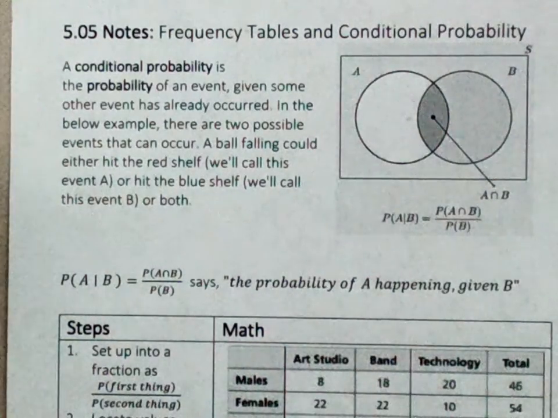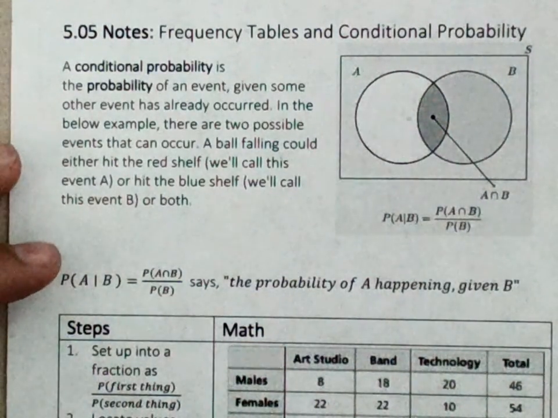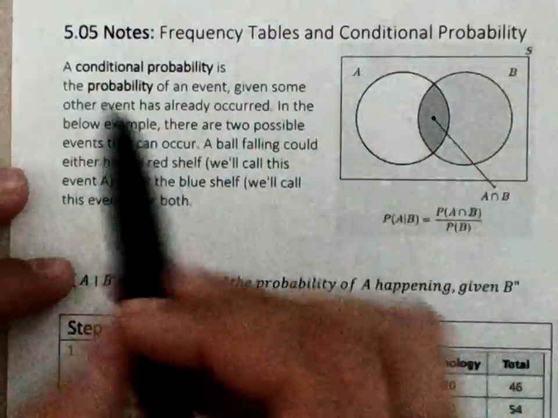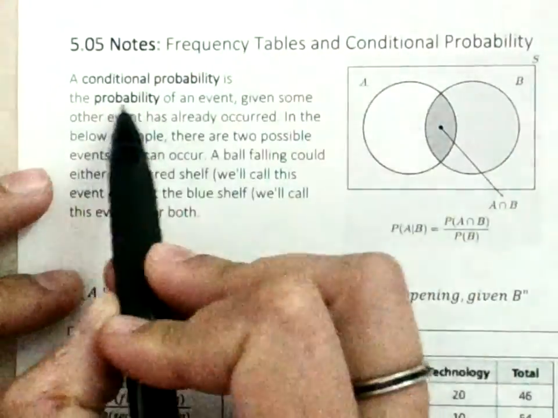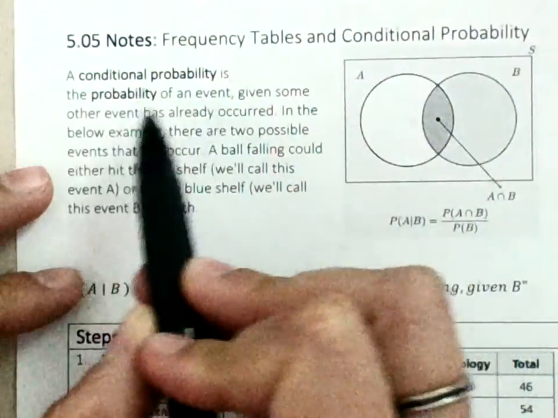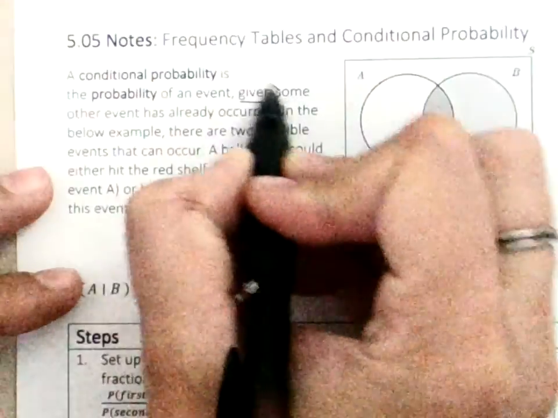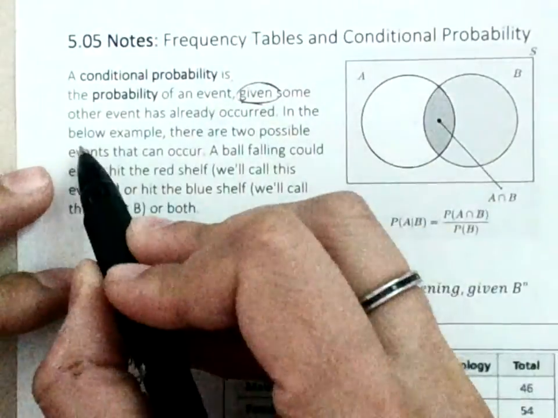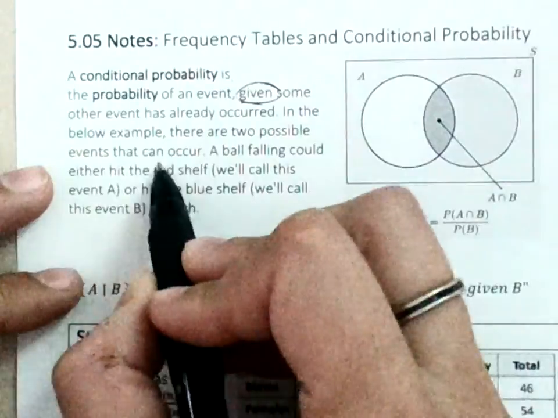In today's notes, we're going to be talking about conditional probability within frequency tables. A conditional probability is the probability of an event given that some other event has already occurred.